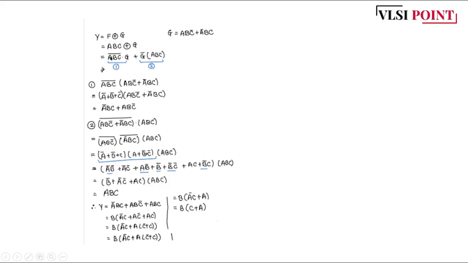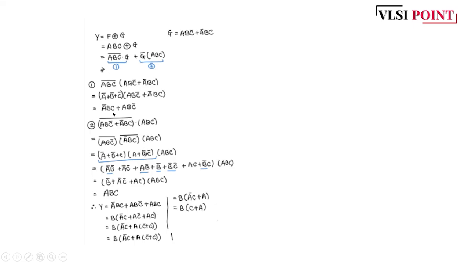We are getting two terms. First, ABC bar into G. Second is ABC into G bar. Okay, this is the second term. I have highlighted them, so we can solve individual terms. If you solve this one, I have given the solution over here, it is nothing but A bar BC plus ABC bar. If you solve this other term, you will get ABC.